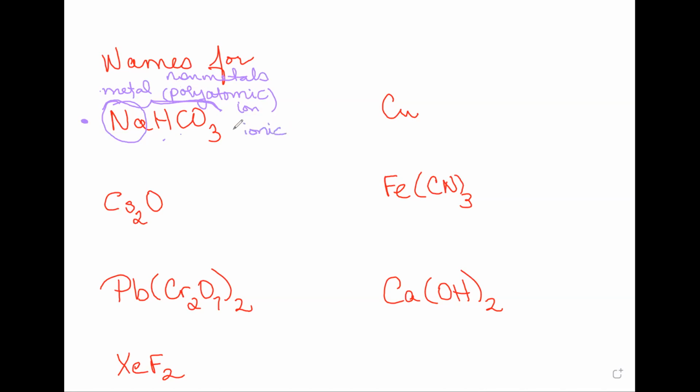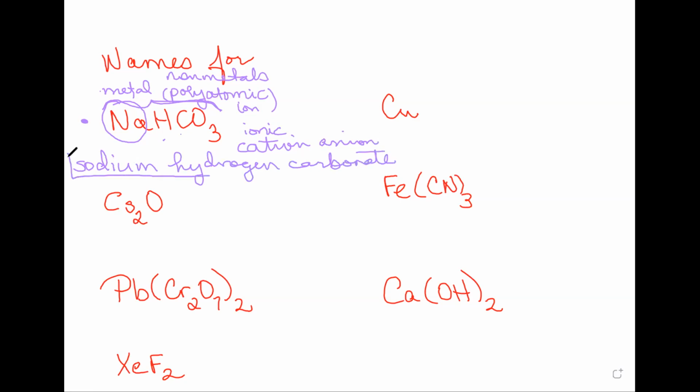Because it's metal, nonmetal. If it's ionic, then the naming is you have to name your cation followed by your anion. And that's it. So sodium is my cation. And my anion is not carbonate, but hydrogen carbonate. Hydrogen carbonate is the name of your anion. Okay. So that's what you would call it. Okay. What about the next one?